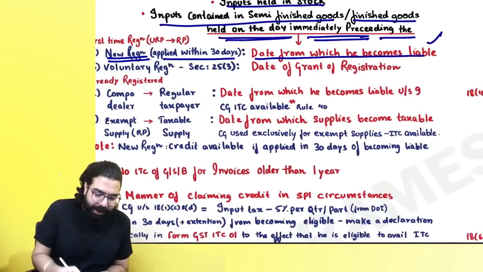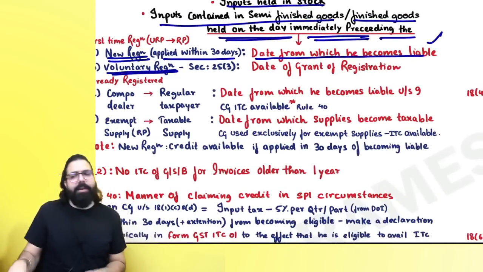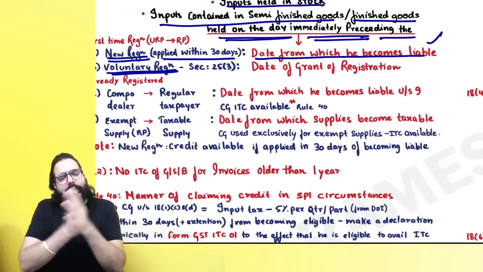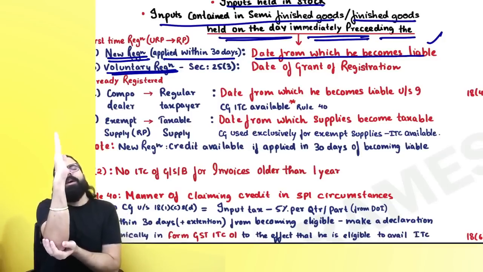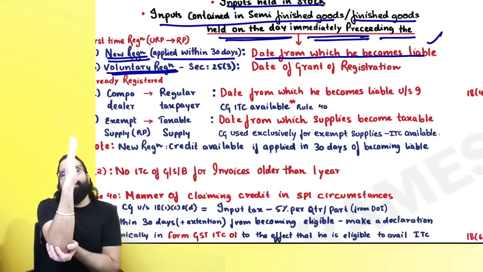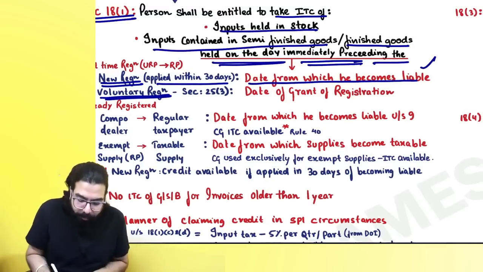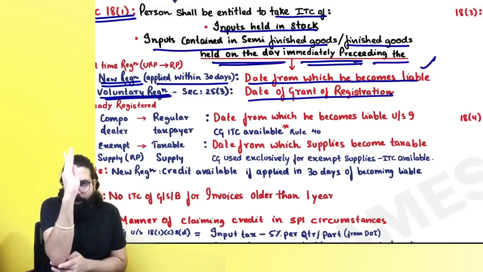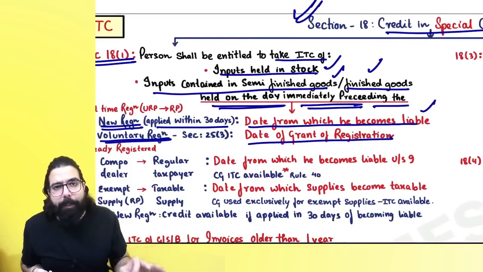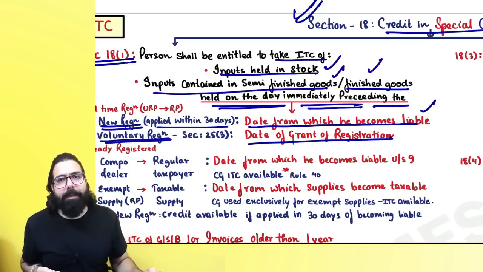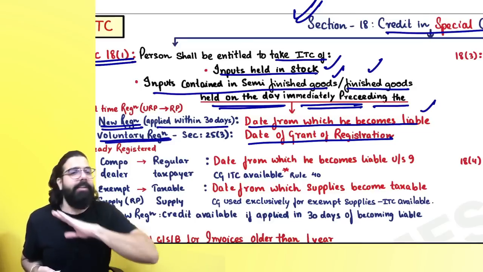Done, sir. Then the next one over here is voluntary registration. In the case of voluntary registration, the day you are granted the registration, from that day you start charging GST. So 1 day prior to the date of grant of registration, whatever input is there in your stock, semi-finished goods and finished goods, you will be able to take the credit. Always remember one thing, in 18.1 A and B, credit on capital goods is not given.